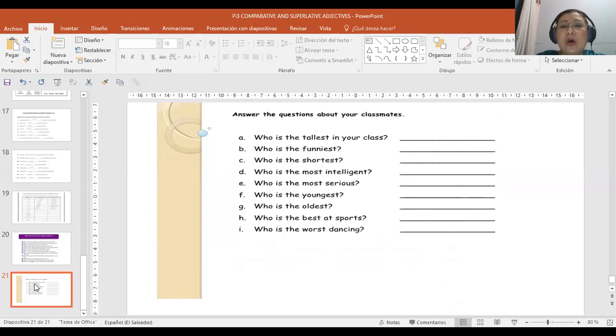For example, who is the tallest in your class? Who is the funniest in your class? Who is the shortest in your class? Who is the most intelligent in your class? Who is the most serious person in your class or in your office? Who is the youngest, right? Who is the oldest? Who is the best at sports? And who is the worst at dancing? Okay, so this is only for you to have an idea about the questions you can ask by using these superlatives. I would like to know if you have questions, my dear.